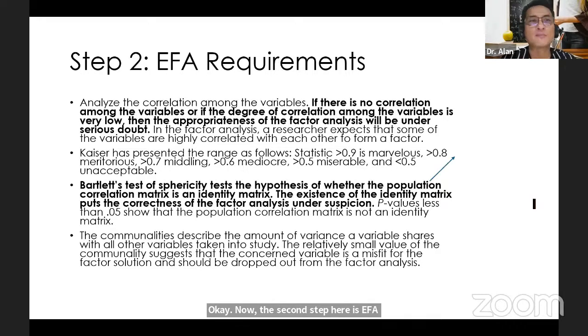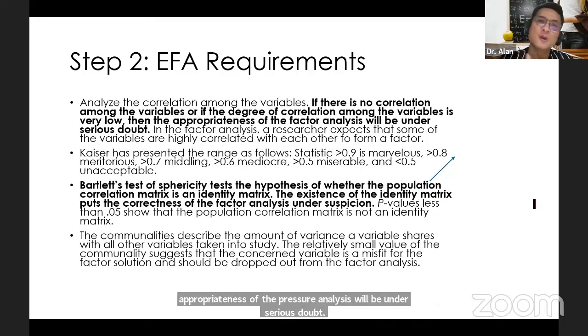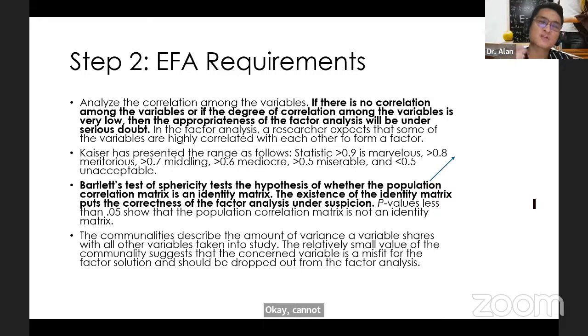Now, the second step here is the EFA requirement. For this EFA requirement, just now we saw that if there is no correlation among the variables, or if the degree of correlation among the variables is very low, then the appropriateness of the factor analysis will be under serious doubt. The correlation cannot be too low, and also cannot be too high. You need to make the judgment. And then the Bartlett test we also need to consider, as I mentioned to you before. We need to make sure that we don't have an identity matrix.